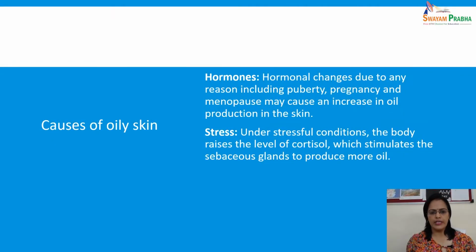Now causes of oily skin: hormones and stress. Hormone changes due to any reason, including puberty, pregnancy, menopause, and sometimes also the use of birth control pills, may cause an increase in oil production in the skin that results in the formation of acne and inflamed acne. So these types of skin problems arise due to hormones and stress. Under stressful conditions, the body raises the level of cortisol. Okay, that cortisol stimulates the sebaceous gland to produce more oil.